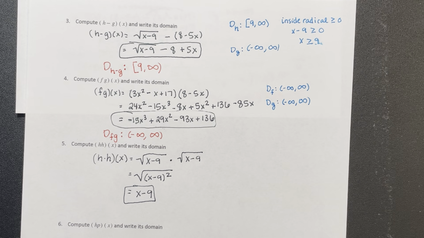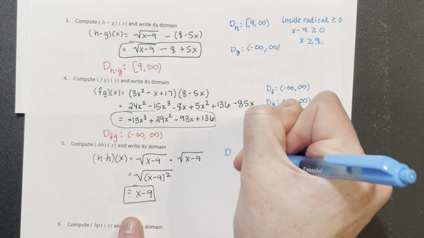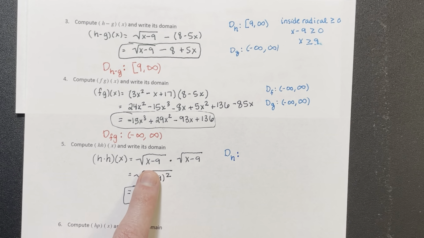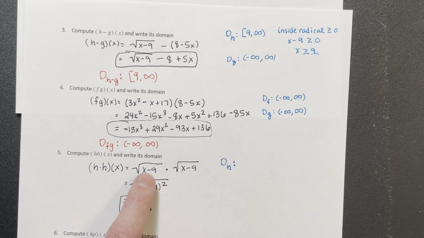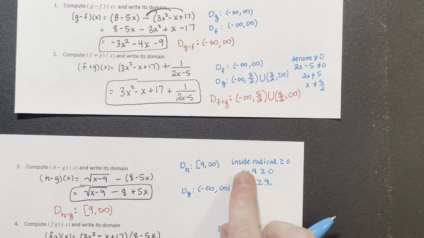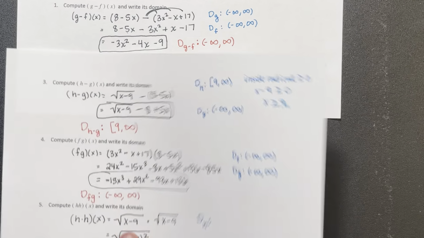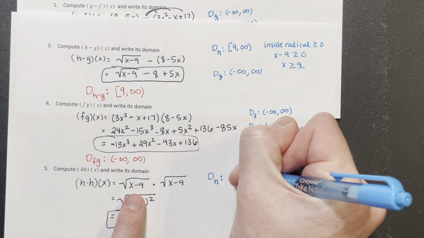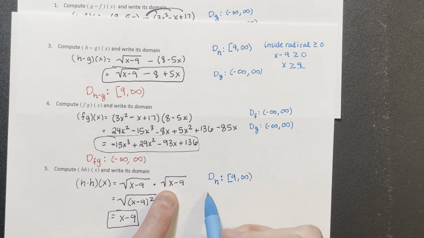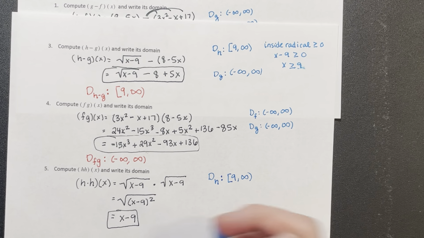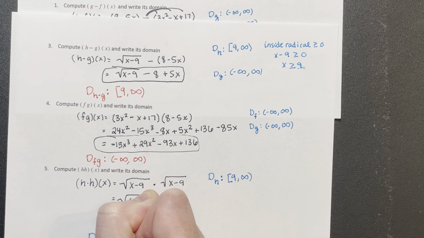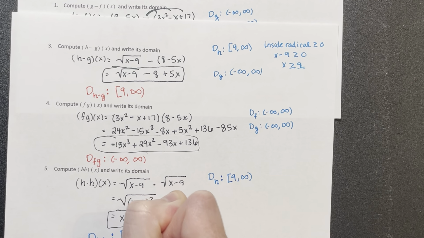But the main thing that we have to consider is we start with the original functions. So the domain of h was just the square root of x minus 9, and that does have a restriction. We did it up here earlier. The inside of the radical had to be greater than or equal to 0. So now we still have 9 to infinity. And I don't have to rewrite it because we're still talking about the domain of h. So the domain of h times h is still 9 to infinity.